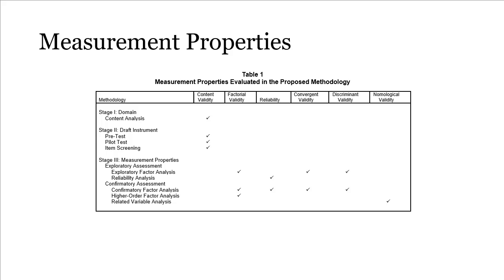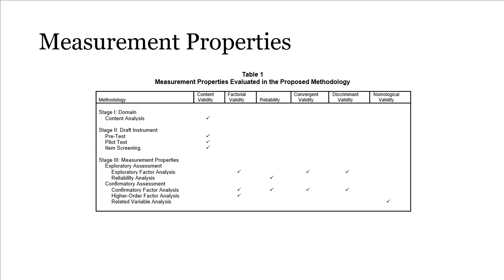Stage 2 involves instrument construction. First, we convert the item stems into instrument items, or survey questions, that fit the target unit of analysis. The unit of analysis must be defined at the beginning of the project, and will usually be at the individual or organizational levels. Next, we administer a pre-test of the instrument to a controlled sample to assess format, content, and ease of use. Next, we conduct a pilot test with a small sample of the target population to identify additional areas for refinement.